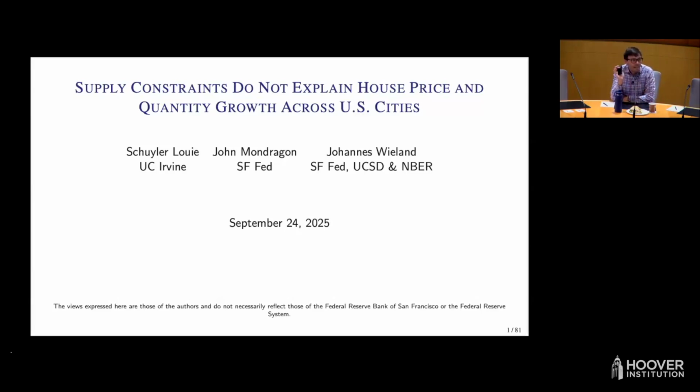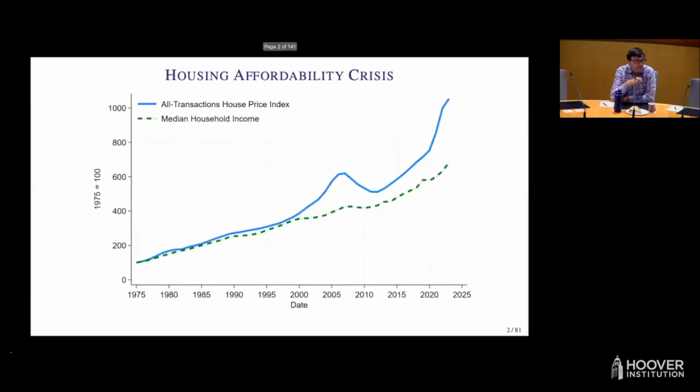So what's this paper about? There's a widespread view that we're currently experiencing a housing affordability crisis. One way to look at this is this graph, plotting house prices nationally for the US and median household income. They're both indexed to 100 in 1975. What you can see is that the growth of house prices outpaced that of median household income. The diagnostic for why we're seeing this divergence is that we're not building enough housing, in particular in cities like San Francisco, LA, and New York, where demand for housing has increased a lot.